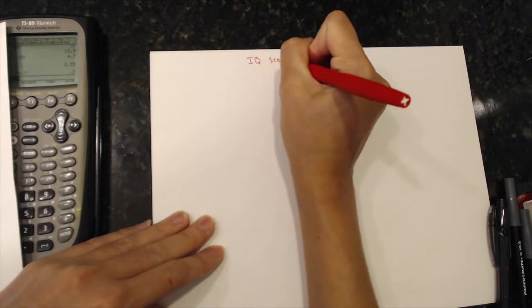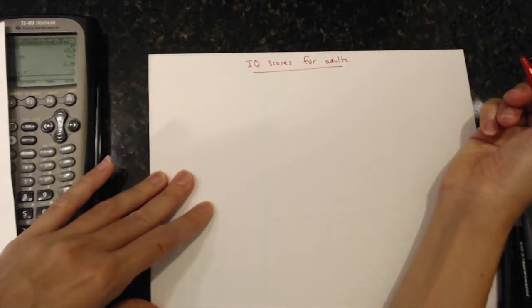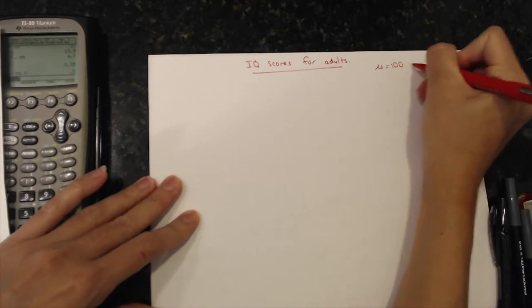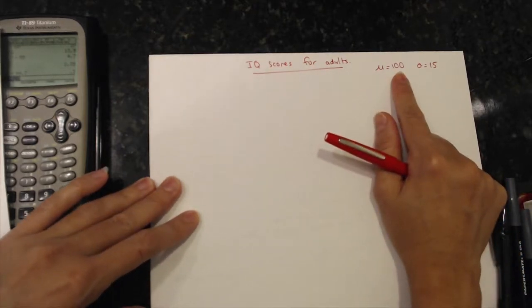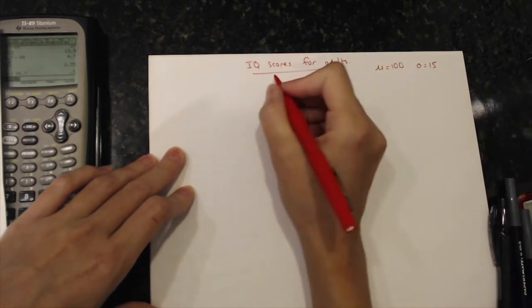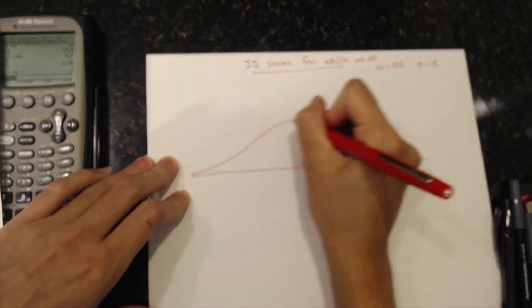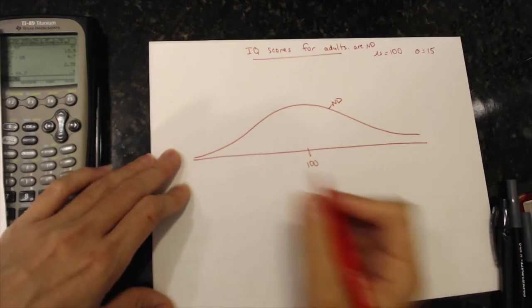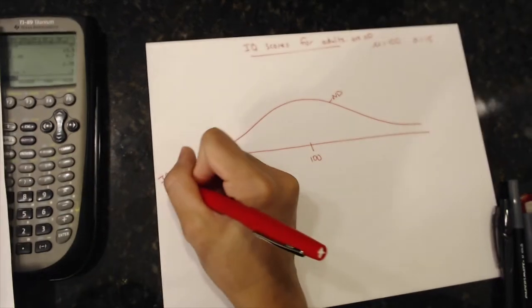So here's an example. We have IQ scores for adults. This is a typical example. The IQ scores for adults have a mean of 100 and a standard deviation of 15, which means the average IQ score for an adult is 100. IQ scores are normally distributed, which means they follow the symmetric bell-shaped curve. The center of this curve is the mean, 100. On this curve, all these values along the horizontal scale represent IQ scores for adults.